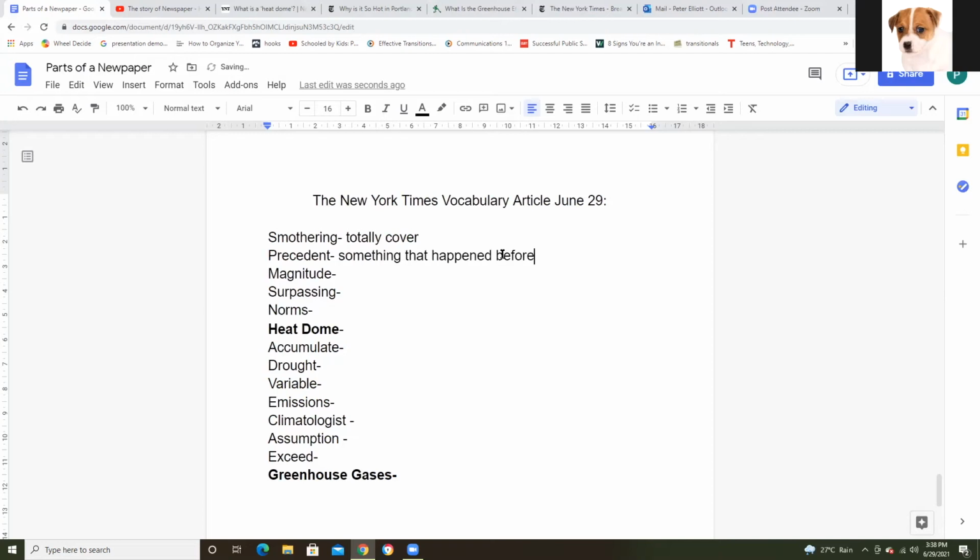Something that happened before that establishes a guide for something going forward. Our next word we're going to be hearing in the article is magnitude. The magnitude of the situation. What does magnitude mean, Samson? On an extreme level. Please repeat. On an extreme level. Perfect, I love it. Yes, often referred to the magnitude as the size of something, the magnitude of the problem, the size of the problem. Our next definition is to surpass, Kate.